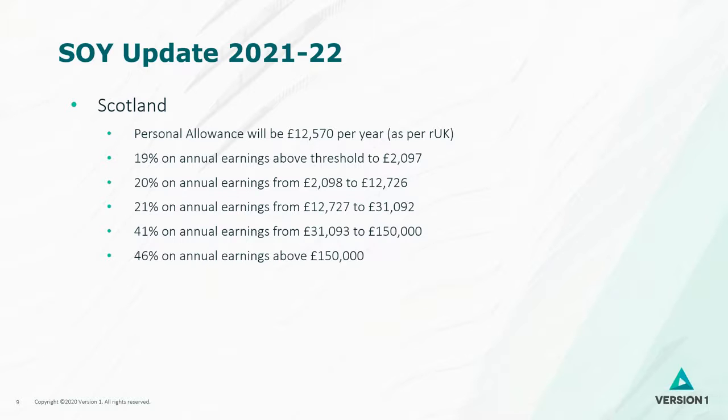21% from £12,727 to £31,092. And then 41% from £31,093 to £150,000, and then just slightly higher than the rest of the UK at 46% for earnings above £150,000.